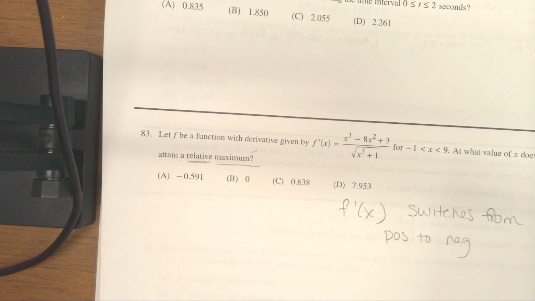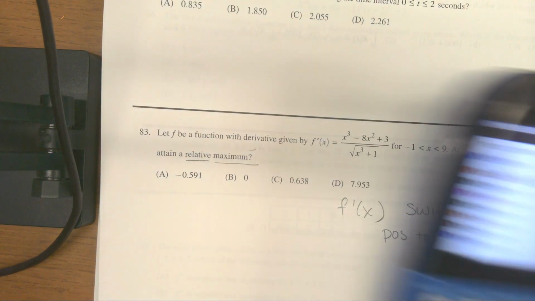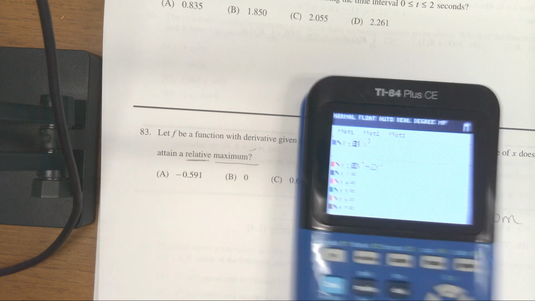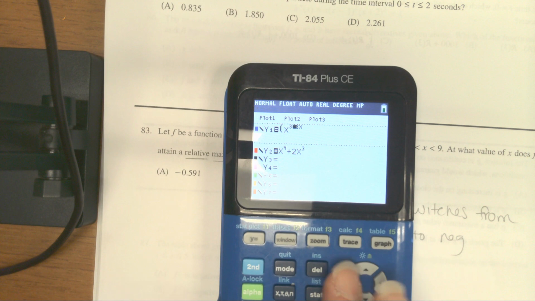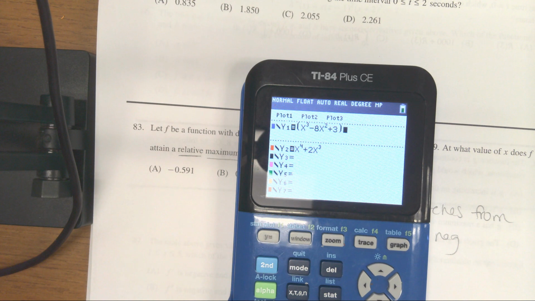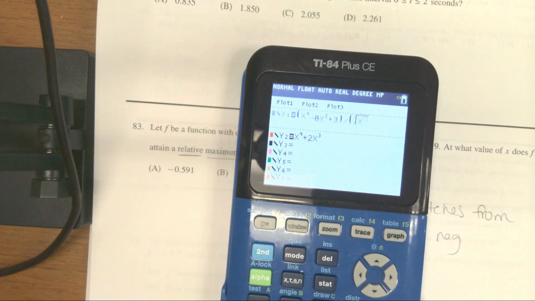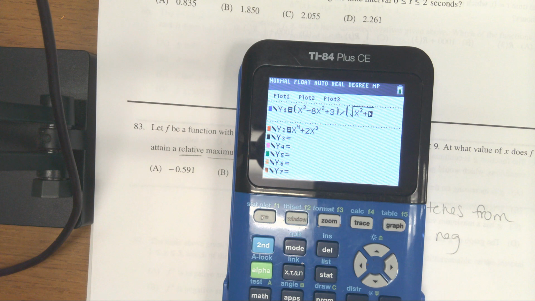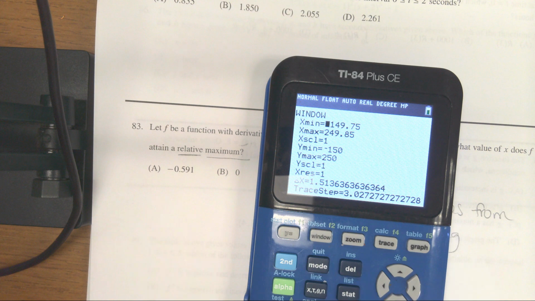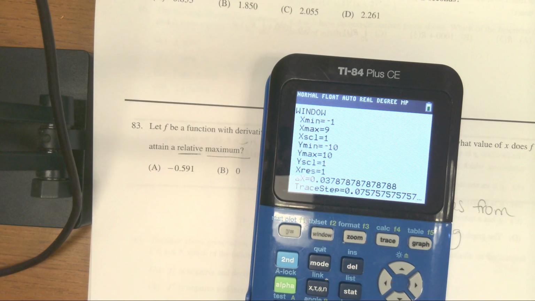In parametric mode earlier. So we have, I'm going to put this in parentheses, x cubed minus 8x, I always do that, divided by x cubed plus 1. What does my graph look like? What's going on? Okay, from negative 1 to 9. I'm going to go ahead and put negative 1 to 9 on. I'll change my x min and y max to negative 10 to 10.